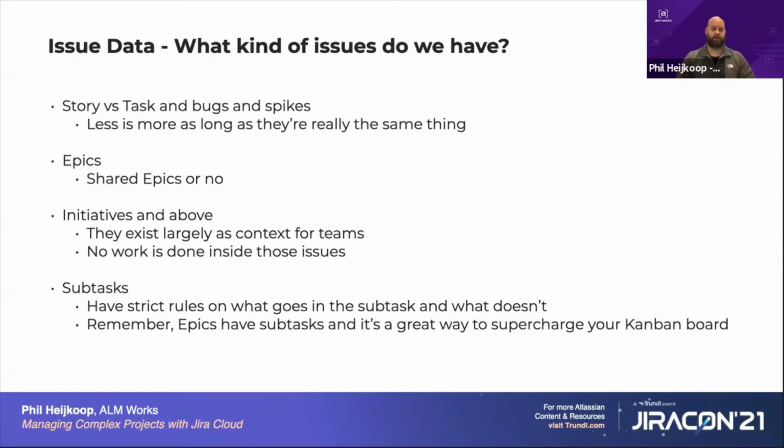The next question is about issue data. We're going to talk about what kind of data we have, right? Stories, tasks, bugs, spikes, epics, initiatives, objectives, maybe key results. You can have all kinds of different issues.